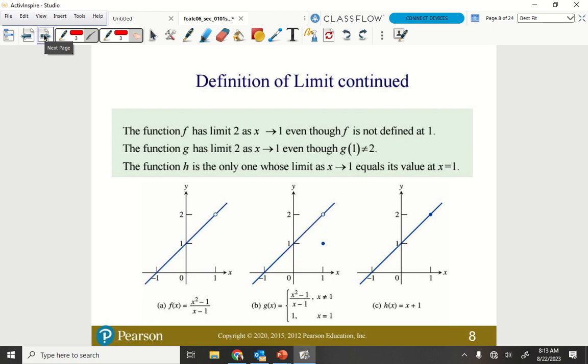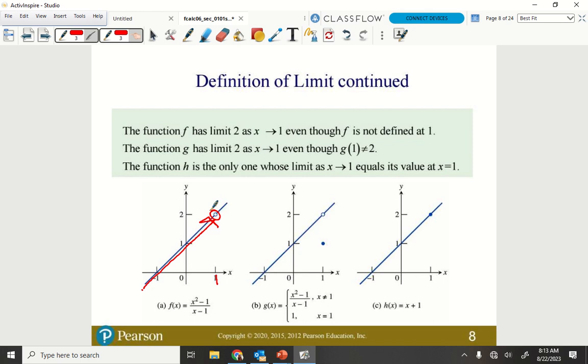Now, the limit refers to x. Where is x going? What is x doing at a certain point? So the function has a limit of 2 as x approaches 1. As x approaches 1, my limit is going to be right there, which is 2. So the limit's going to be 2.